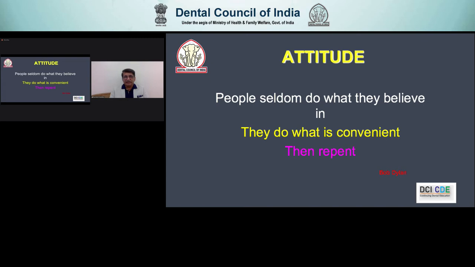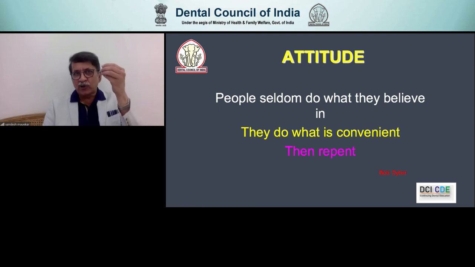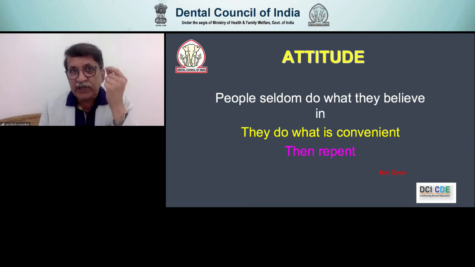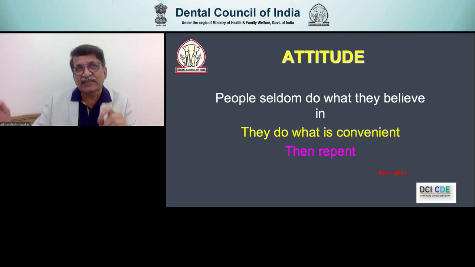What is convenient to them? Reduce the cost, take a shortcut, this and that. No, then you'll repent. Follow the procedure, step by step, which is very important. If you see, attitude is 100%. If you say A is 1 and Z is 26, attitude is 100%. Knowledge and hard work is 96 and 98%. So friends, your attitude matters a lot towards the patients.